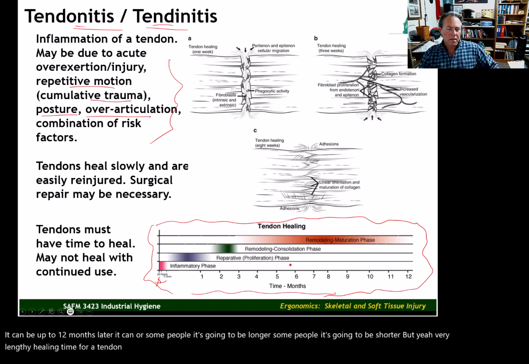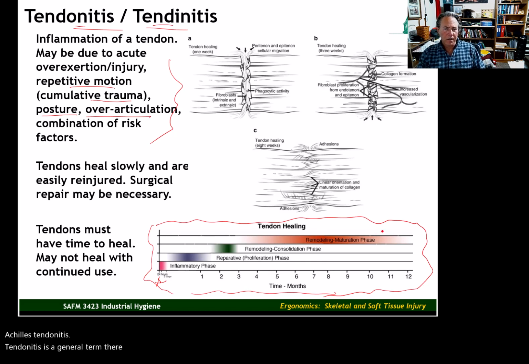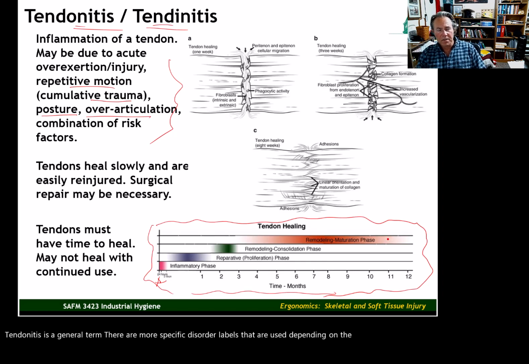We'll talk about this a little bit more when we talk about specific tendon injuries like Achilles tendonitis. Tendinitis is a general term. There are more specific disorder labels that are used depending on the specific tendon that is inflamed, that is injured.